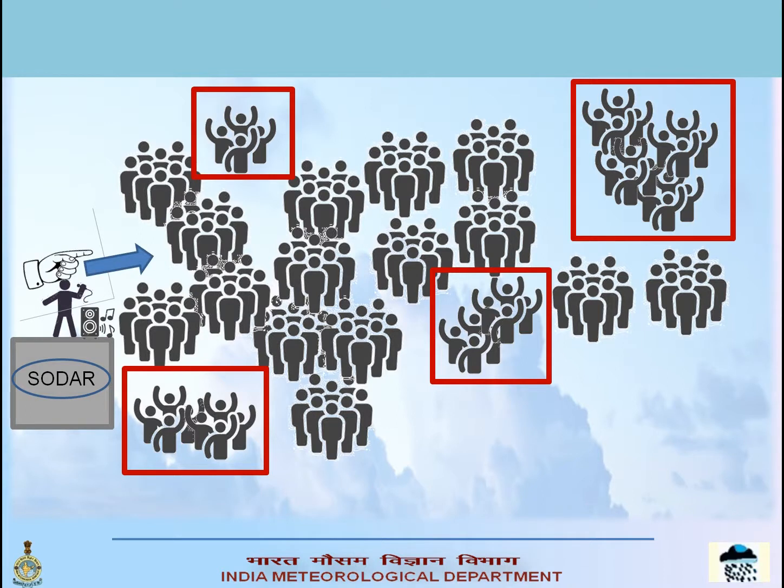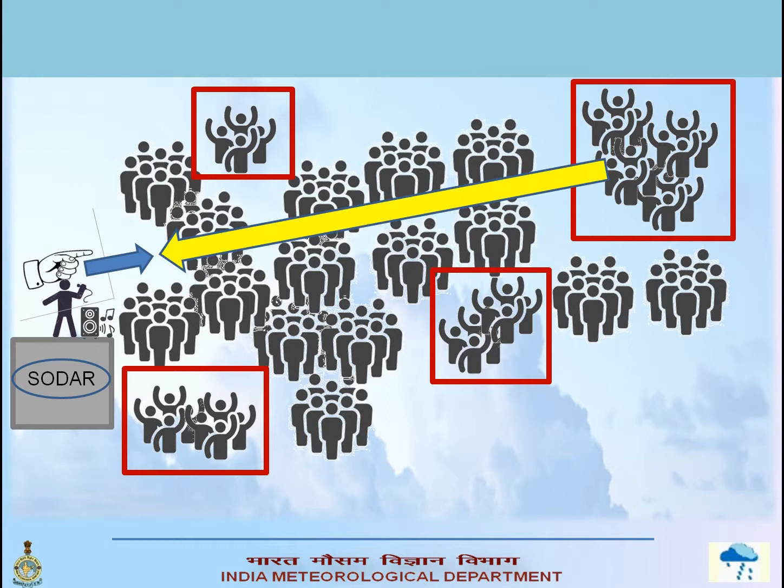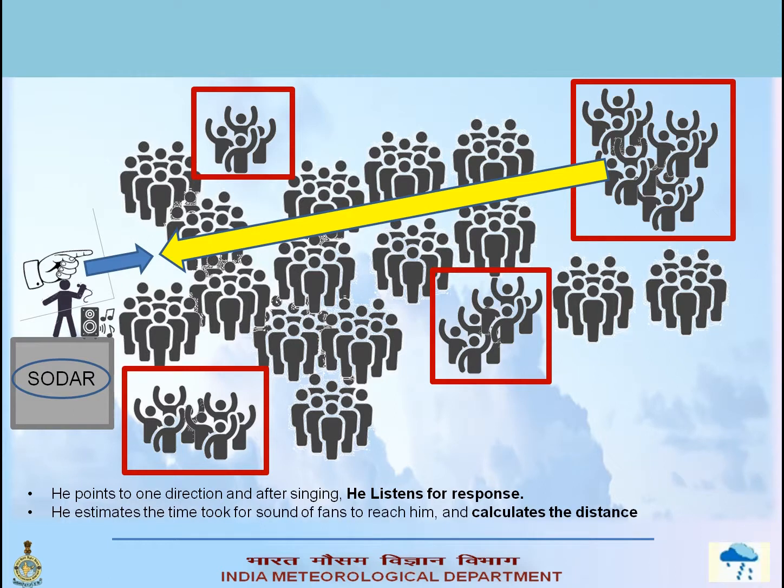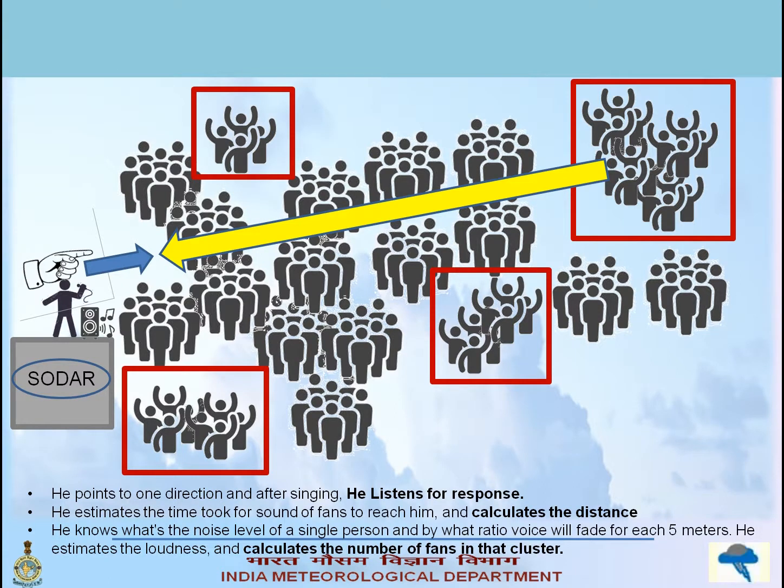Now he repeats the same thing, pointing to the other direction. People sing back to him, and obviously this time the sound is going to take a little more time, because that is the farthest distance where the cluster is situated. From that also he estimates the distance. He listens for the response, he calculates the distance, and from the rate of fading of the sound he estimates what could have been the actual quantum of sound made by this cluster of fans at that distance. And since he knows the single person's sound level, he can estimate how many people were there in that particular direction.